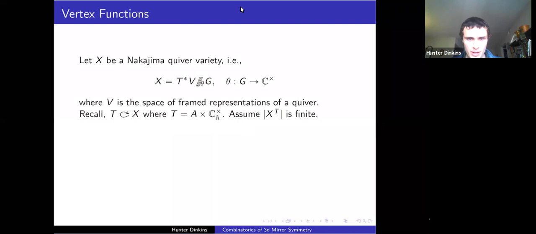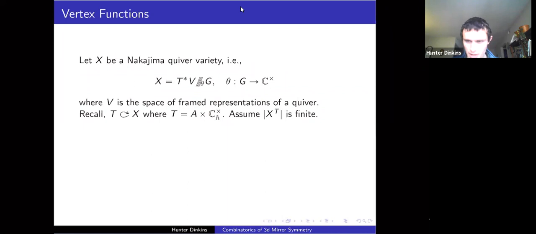So to get us set up, let me introduce a little bit of terminology. Let's let X be a Nakajima quiver variety. What that is, it's some sort of algebraic variety that we assign to some combinatorial data of a quiver and some numerical data. Nakajima quiver varieties come equipped with the action of a torus. I'll use A to denote the torus that changes the framing, and I'll use C star H bar to denote the torus that scales the cotangent fibers.